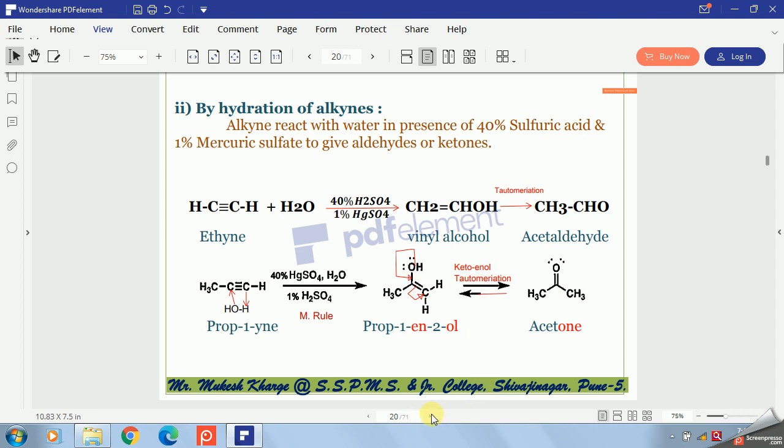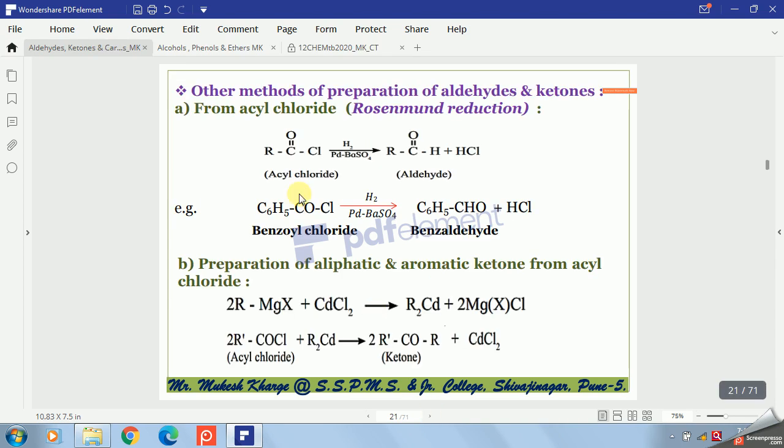Then the next reaction is from acyl chloride. What is acyl chloride? RCOCl. Dash COCl is the functional group of acyl chloride. So what is the change? C double bond OCl gets converted to C double bond OH. So this Cl gets replaced by H, and there is a specific name, called the Rosenmund reaction.